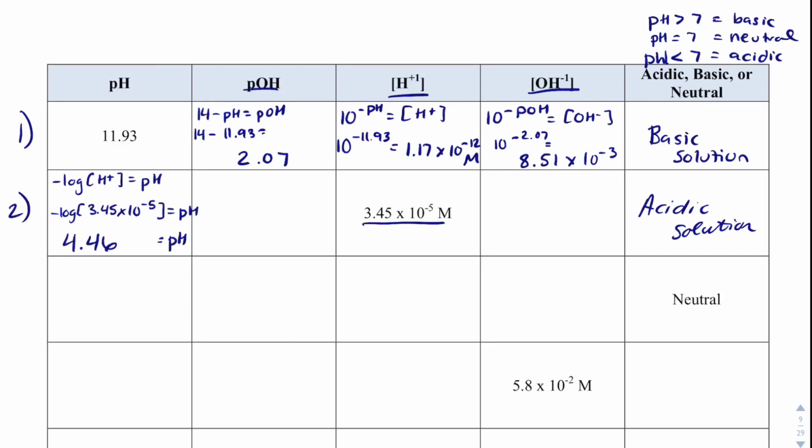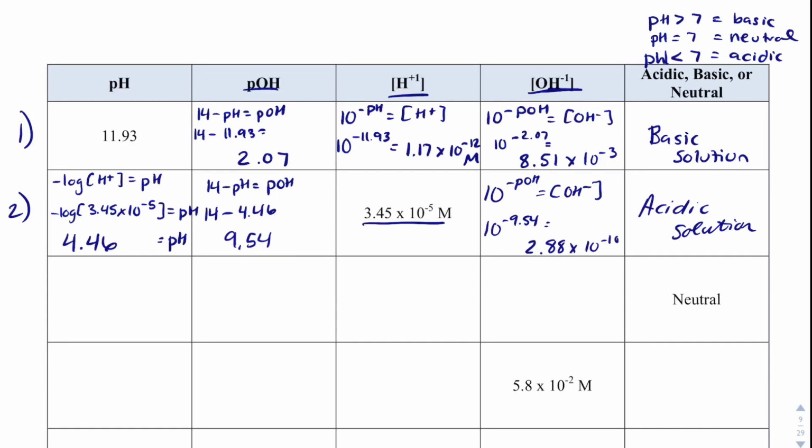To get POH, I'm going to take 14 minus pH. So 14 minus 4.46, I'm going to get 9.54. And then to get the hydroxide concentration, I'm going to take 10 to the power of the minus POH. That'll give me hydroxide. So 10 to the power of negative 9.54. And I'm going to get a small number. I always expect kind of small numbers here. 2.88 times 10 to the minus 10.